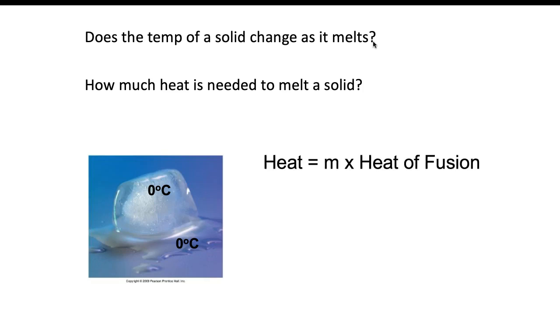In order to calculate the energy involved in the phase change, we're going to use the heat of fusion times the mass of the substance anytime we have something melting or freezing. Now for water, the heat of fusion is 80 calories per gram, or we can use 6.02 kilojoules per mole, whichever is more convenient.